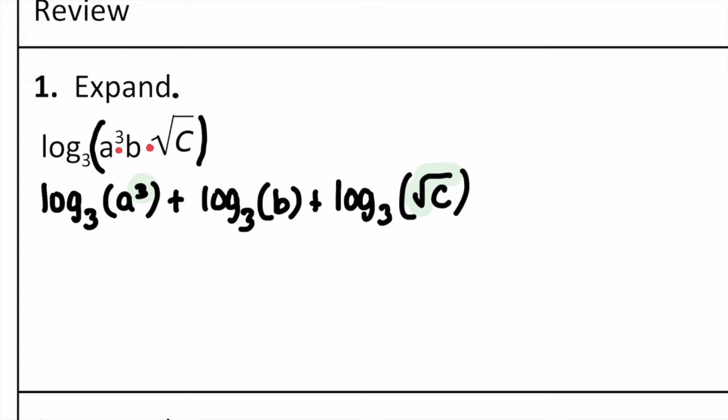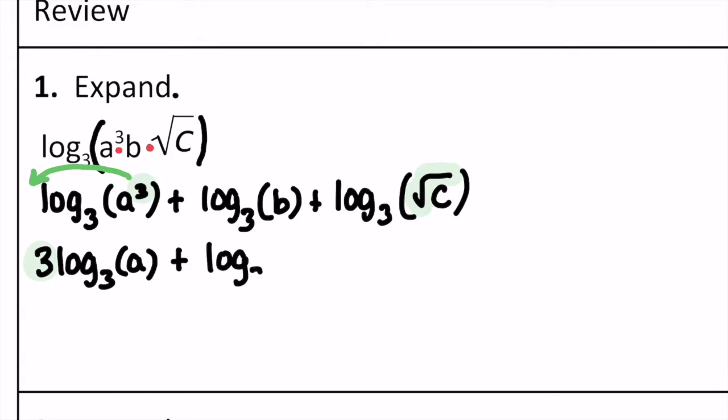This first logarithm here is going to change: I'm going to take that 3 and move it to be a coefficient instead. So I'm going to have 3 log base 3 of a. I just moved that exponent to be a coefficient. The second one is okay. That second logarithm is already good. It doesn't have any exponents.